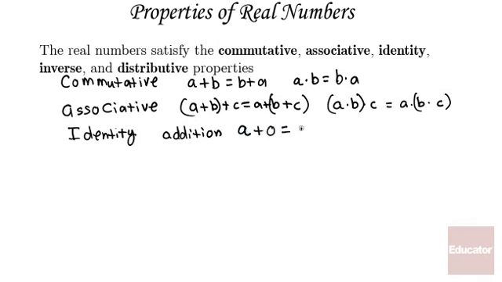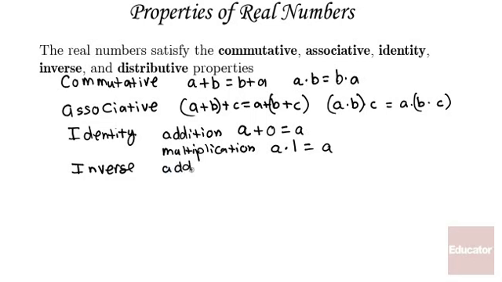The inverse property as applied to addition says that when you add the same number but with the opposite sign, so a plus negative a, or say 3 plus negative 3, the result is 0. So a number plus its additive inverse is equal to 0.